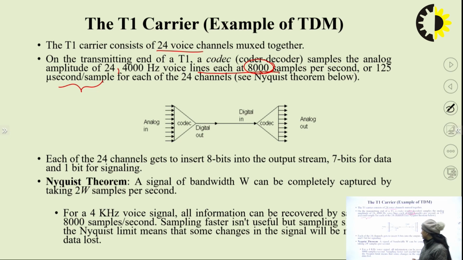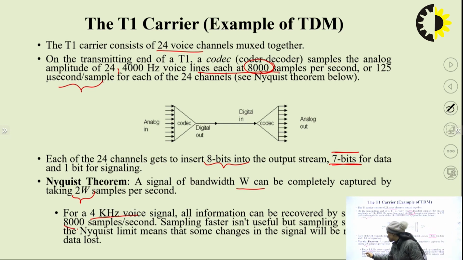Each of the 24 channels gets to insert 8 bits into the output stream, 7 bits for the data and 1 bit for signaling. Each sample is converted into 8 bits. Actually it is converted into 7 bits, but 1 extra bit is used for signaling. The Nyquist theorem says that a signal of bandwidth W can be completely captured by taking minimum 2W samples per second. So for a 4 kilohertz voice signal, all information can be recovered by sampling at 8000 samples per second.